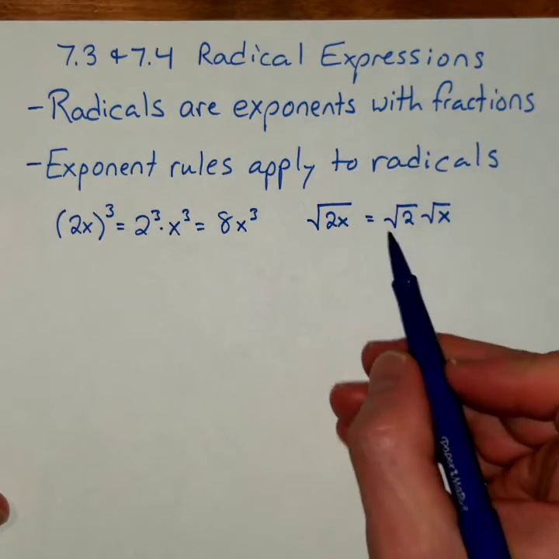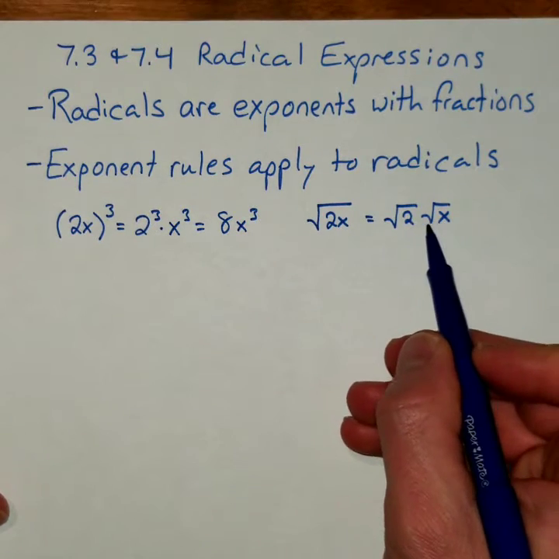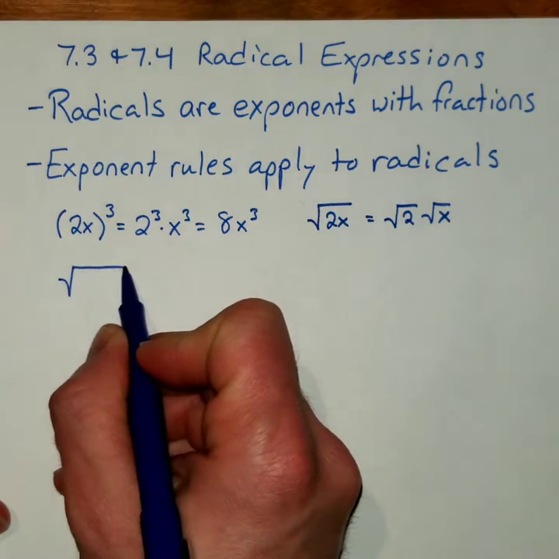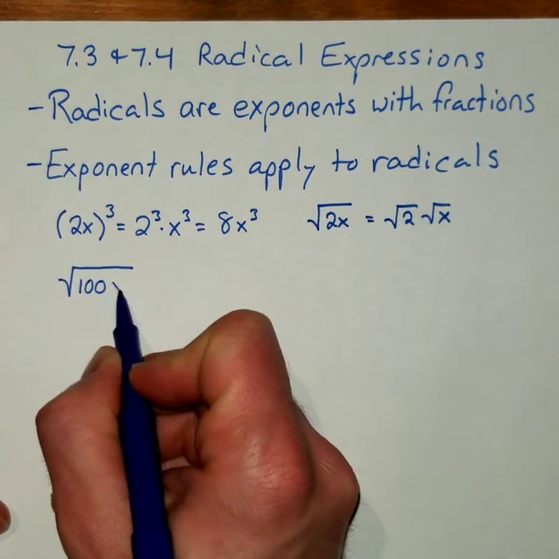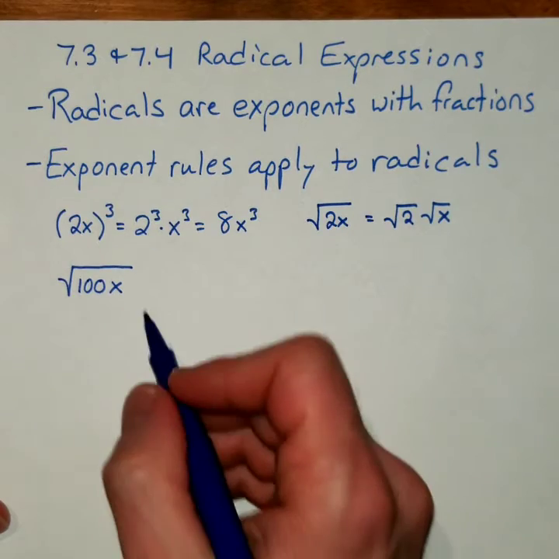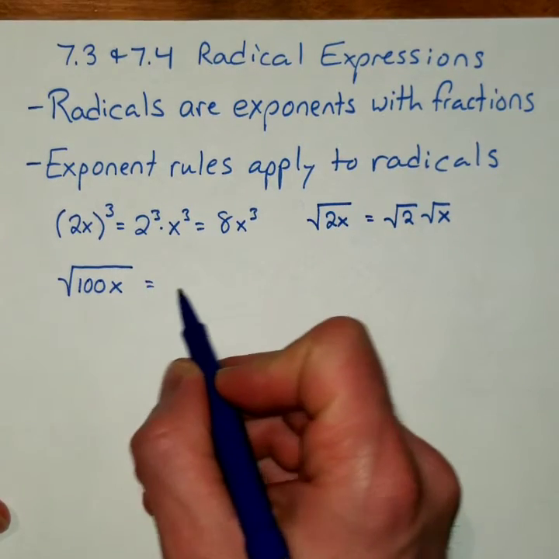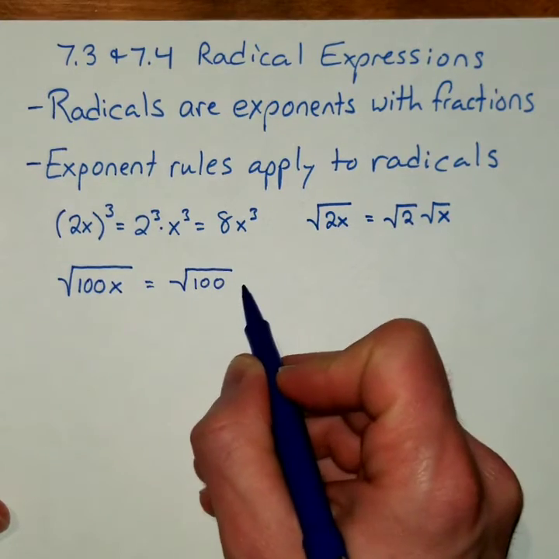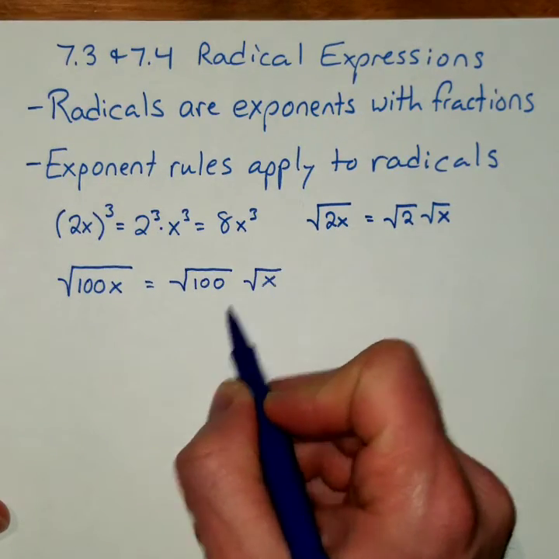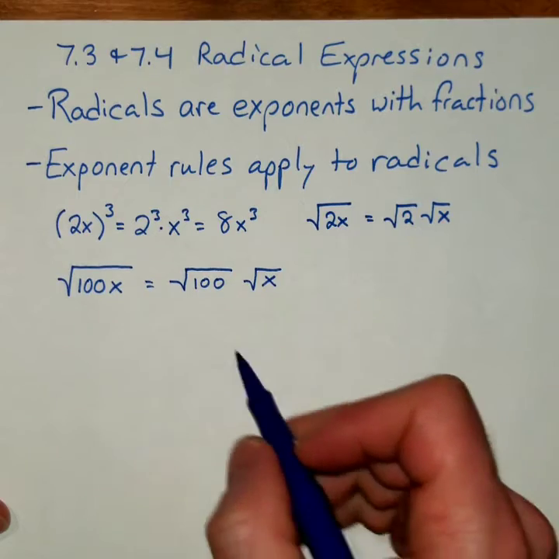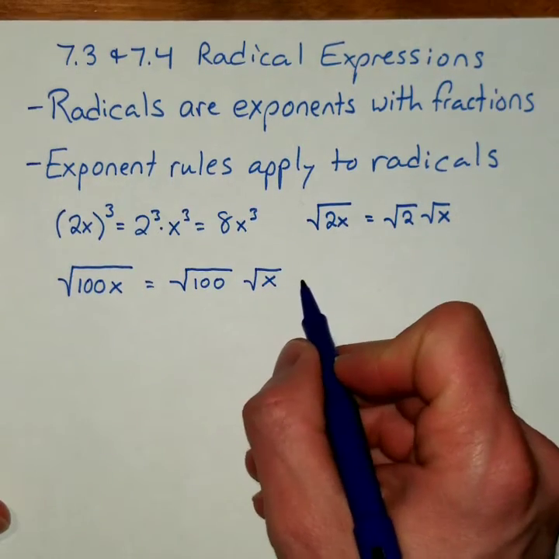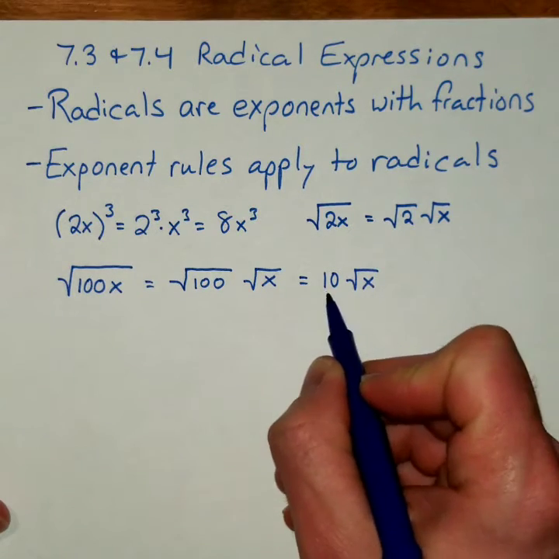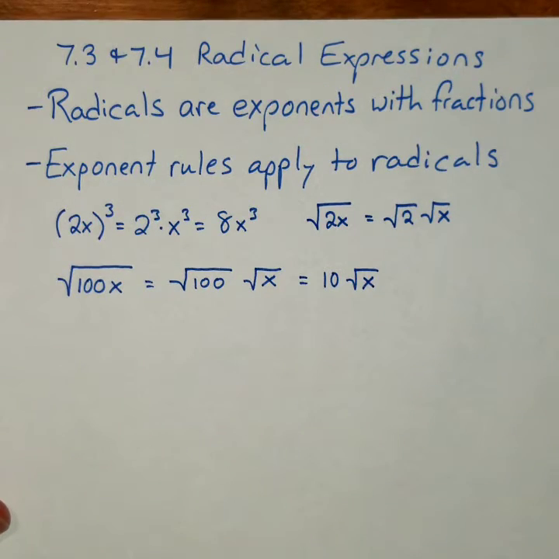Now, there are times where this is very useful. Take this example. If I had the square root of 100x, and I wanted to apply that property, I could take the square root of 100 and the square root of x, multiplied together. The square root of 100 is nice because that's just the number 10. And so you end up with 10 times the square root of x.